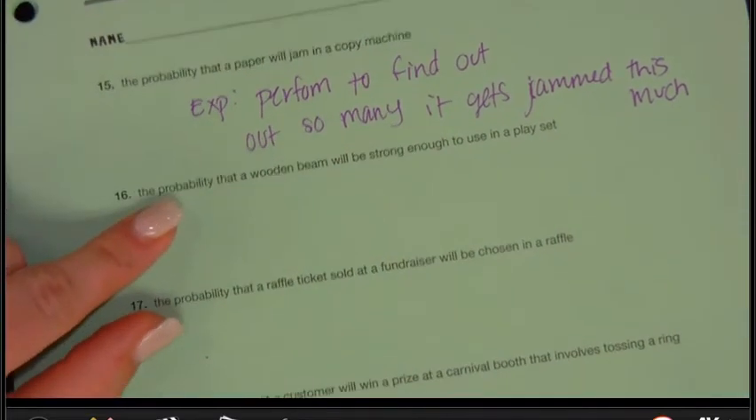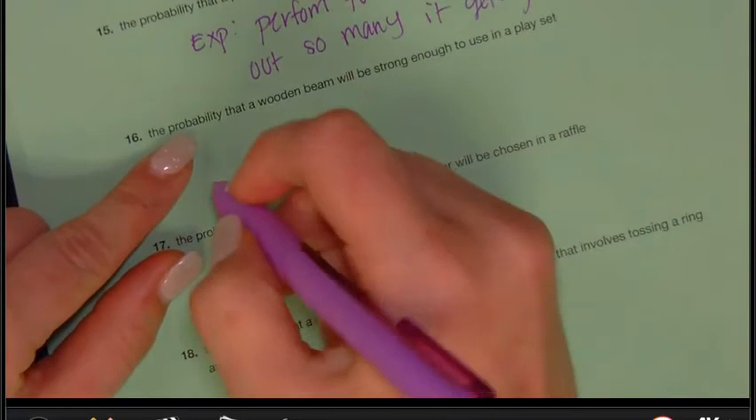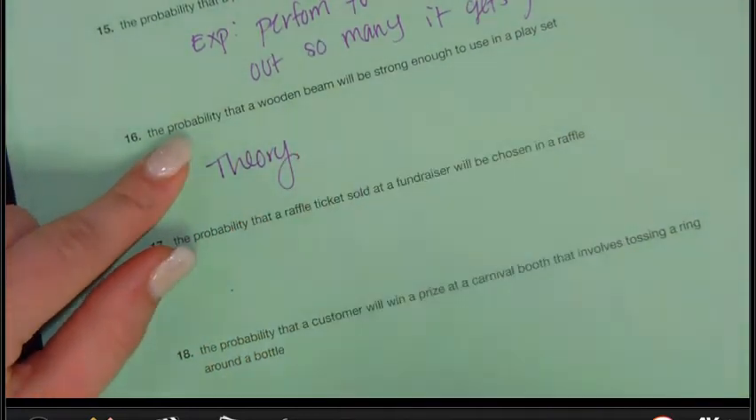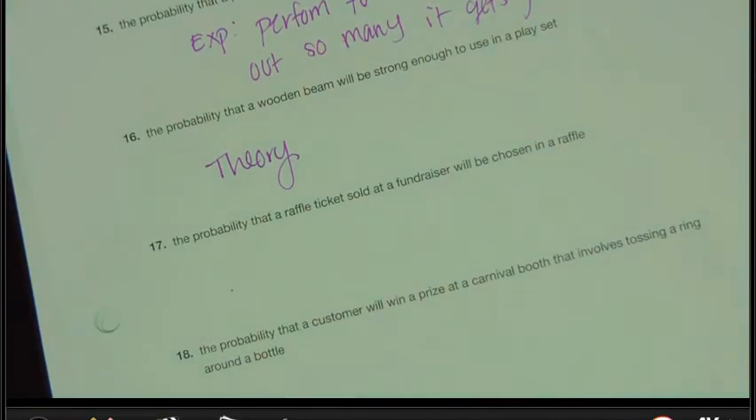All right. The probability that a wood beam would be strong enough to hold a playset. This is going to be in theory. Okay. We do not want to sit there and put a piece of wood on a playset and just experiment and see, oh, is it going to hold up all of these kids playing on here? We do not want that. We should know, and in theory, it is going to happen.